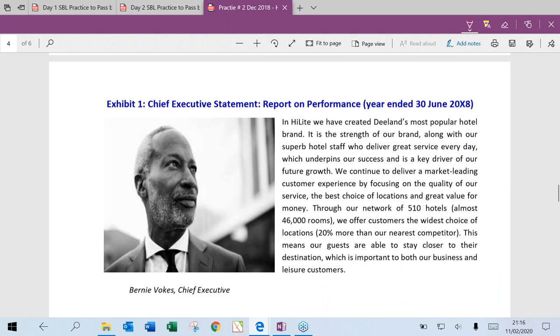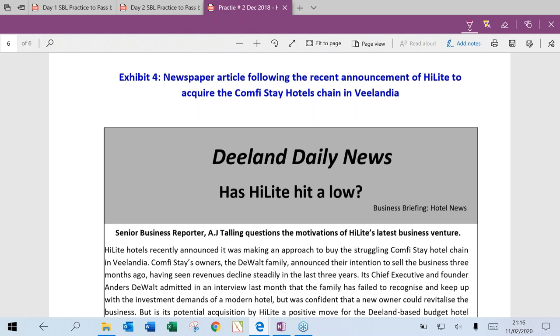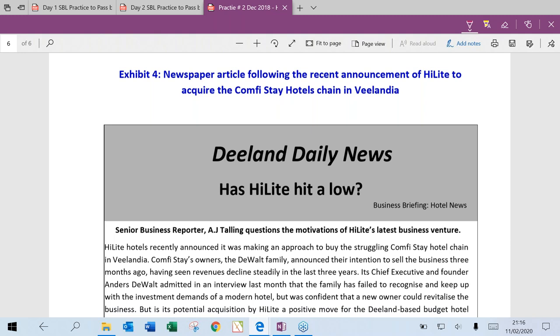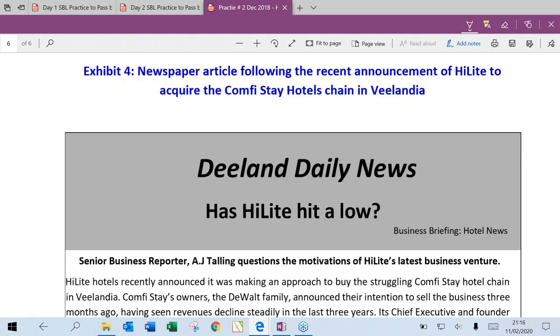So, Exhibit 4. Exhibit 4 is the newspaper article following the recent announcement of Highlight to acquire the Comfy Stay hotel chain in Vilandia. Yes, Aisha, you are right. So this is a one-to-one exhibit. It just talks about the criticisms. If you read the name of the exhibit, newspaper article following the recent announcement.